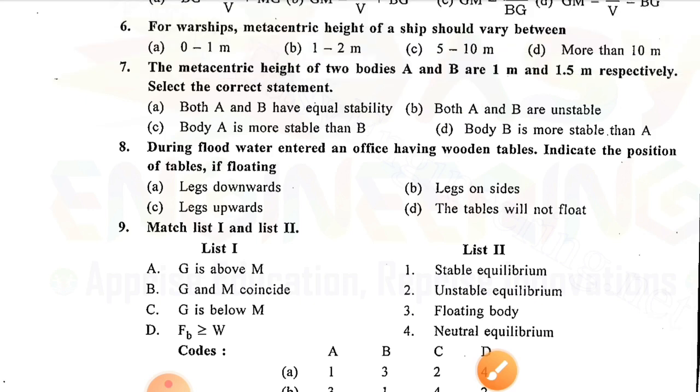Question number 8. During floodwater, an office has wooden tables. Indicate the position of tables if floating. Option C is correct. Legs upwards.